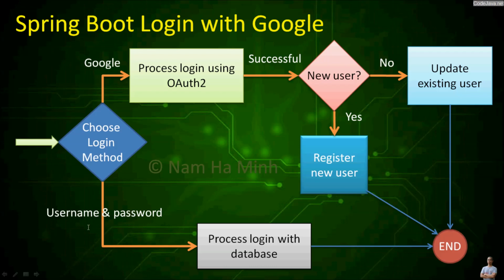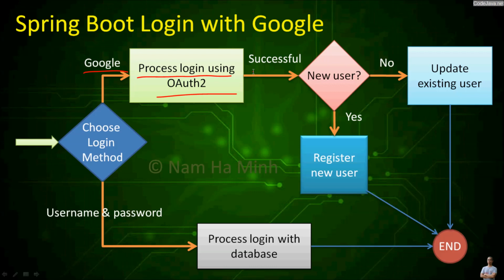And to help you understand the workflow of the social login function with Google, I drew this diagram. Suppose that a user is in the login page, and he can choose the login method he wishes. If he already registered in the website, he can enter username and password to log in using the traditional way, and the application will process login with the database. And in case he wants to log in using his own Google account, the application will process login using OAuth2.